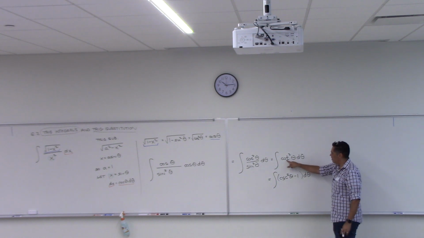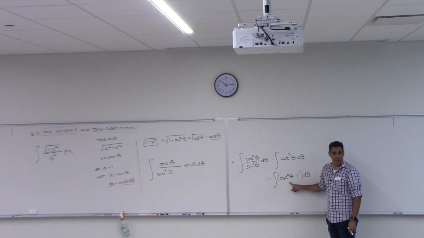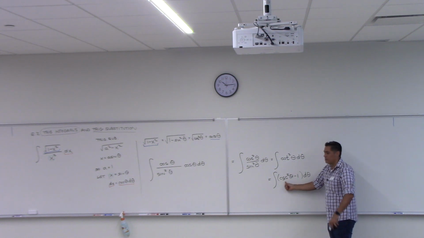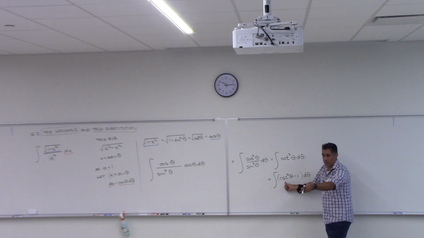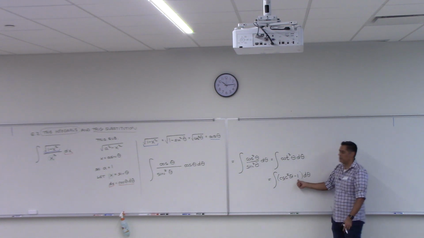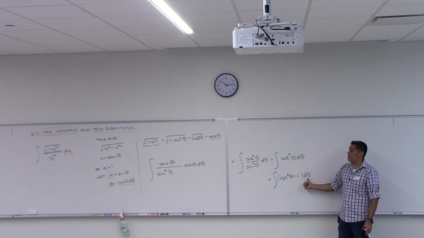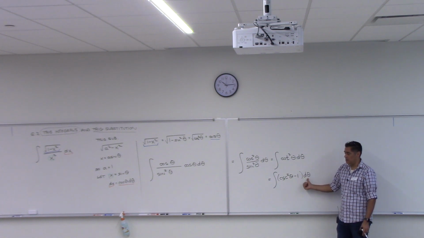If I replace this with this off the Pythagorean, everyone see the Pythagorean there? Do I know the antiderivatives of each of these separately? The antiderivative of cosecant squared theta is on your sheet, right? And then the antiderivative of 1 would be, in this case, theta.